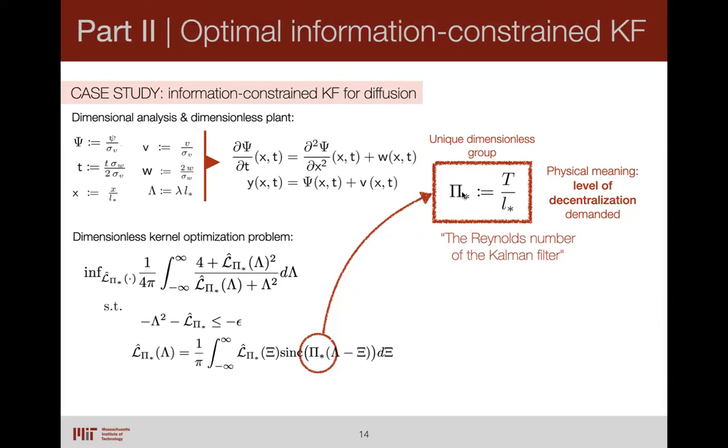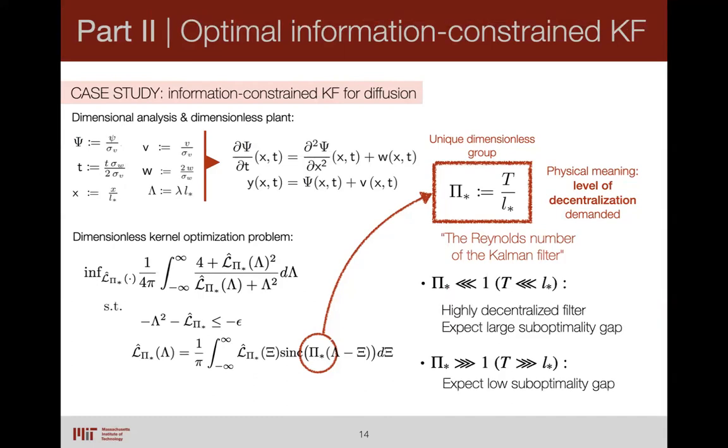In that sense, our pi star will give us similar insights in our problem, in the sense that when pi star is pretty small or less than 1, we are asking for a highly decentralized filter. So we would expect large suboptimality gaps due to going to decentralized architectures of the filter. But alternatively, when this pi star is much larger than 1, we would expect low suboptimality gaps, because this is saying that I'm allowing quite a lot of communication, so quite a large support, as compared to how fast my centralized kernel is decaying, that is dictated by this parameter L star that I defined earlier.